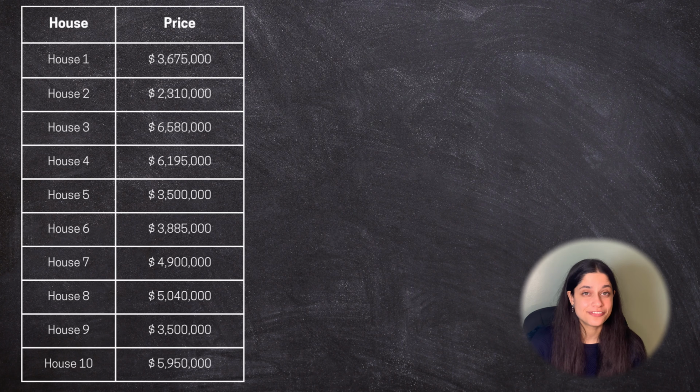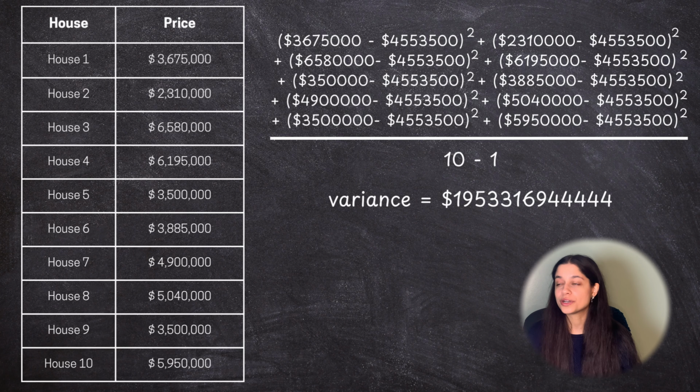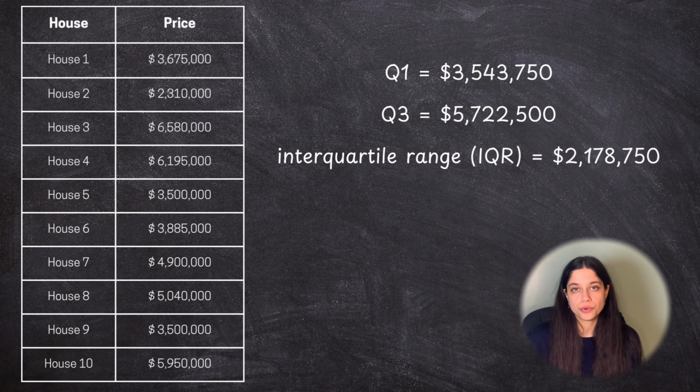The variance is this very large number. This number is so big because it is the standard deviation squared. So it's 1.4 million squared. Generally, the standard deviation is the more interpretable value between standard deviation and variance because the standard deviation is reported in the same units as the original data. So in this case, the standard deviation is listed in dollars, whereas the variance is in dollars squared. So standard deviation is more interpretable. And finally, the interquartile range here is about $2.1 million.